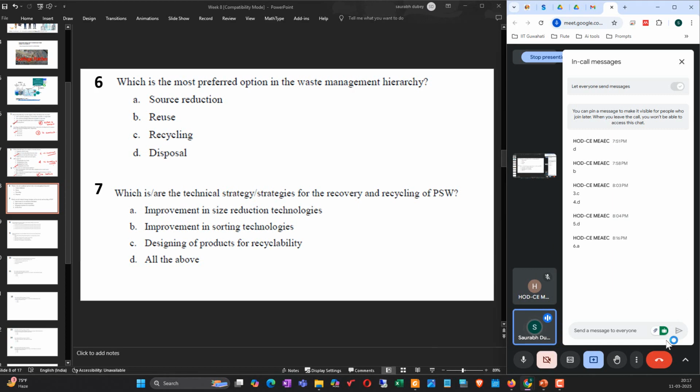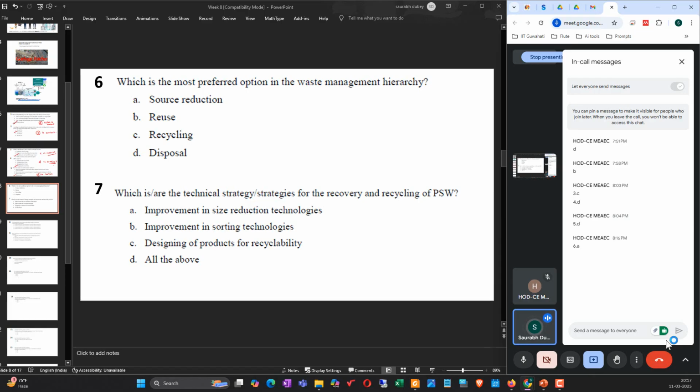Which is the most preferred option in the waste management hierarchy? Option A is source reduction, option B is reuse, option C is recycling, and option D is disposal. So sixth A, I'm attempting.